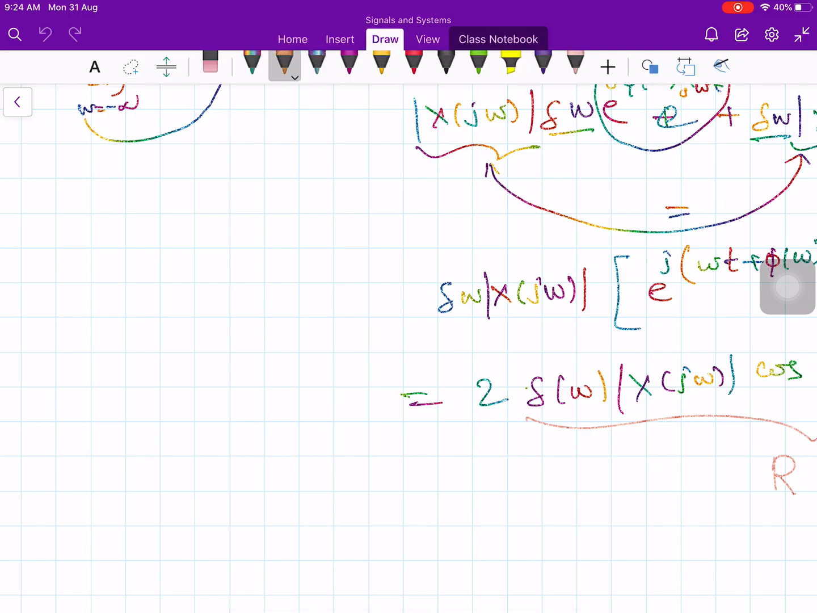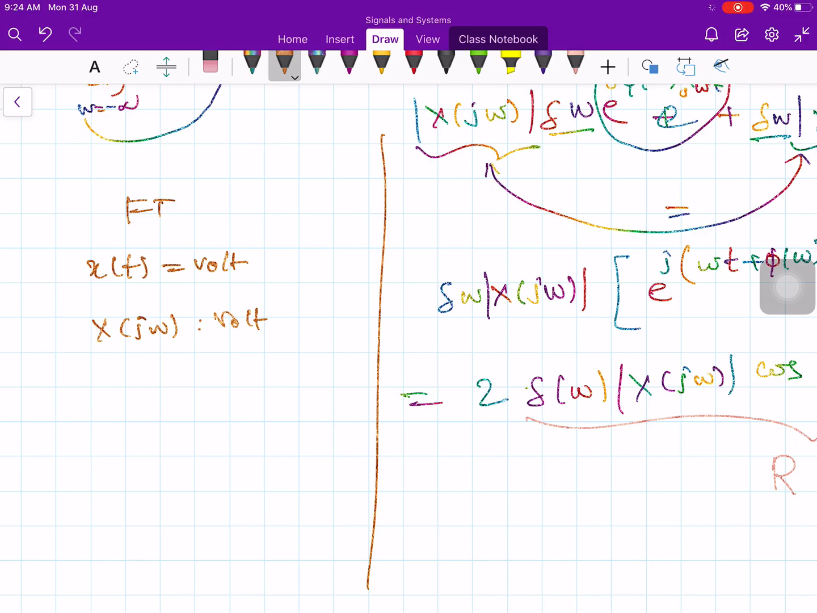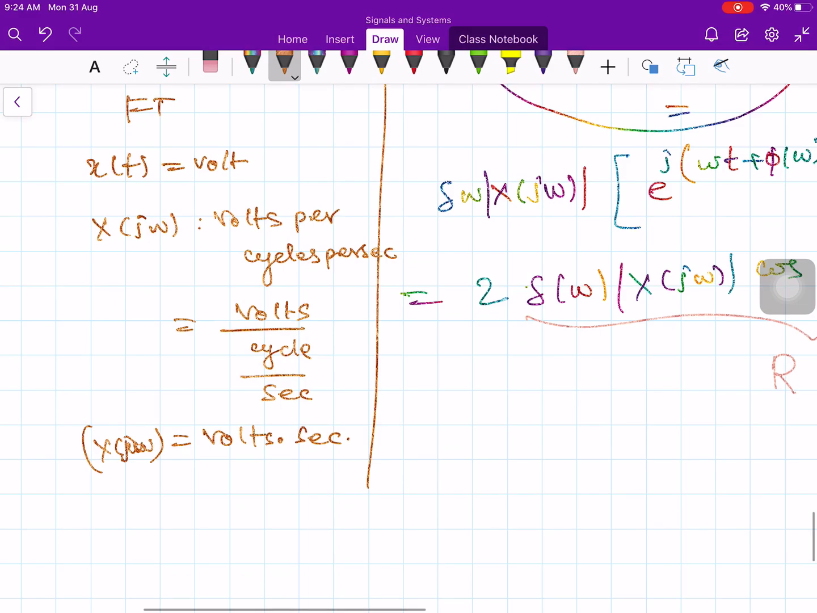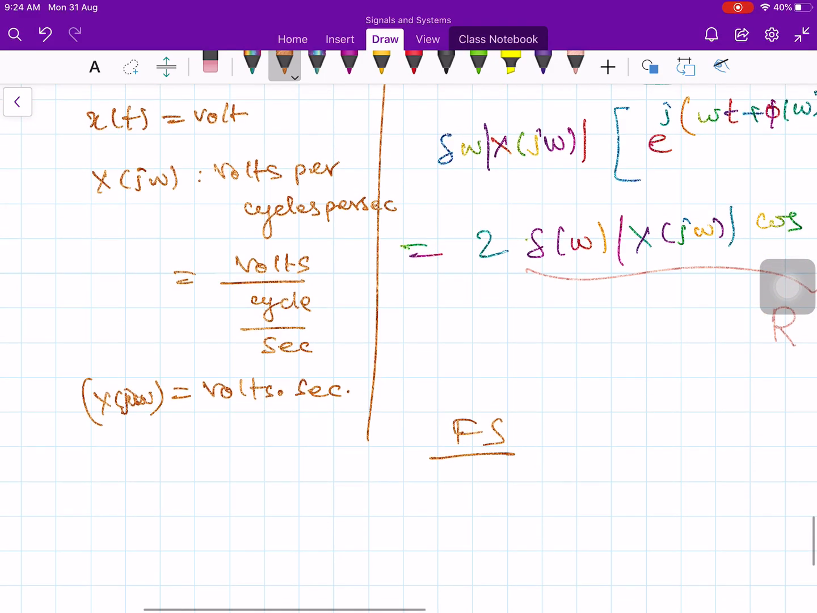In the Fourier transform, let us say x of t is in volts, then X of j omega will be in volts per cycles per second. That means volt per cycles per second, therefore the second will come to the numerator: volts times seconds. This is the unit of X of j omega. But in the Fourier series, if x of t is in volts, then Cn is also in volts. There is no change in unit.